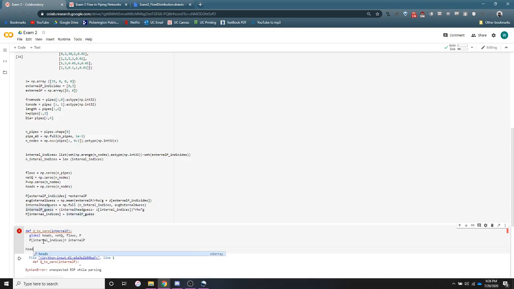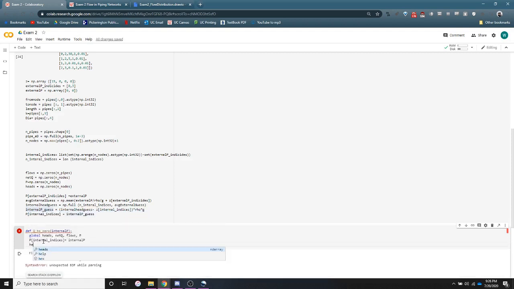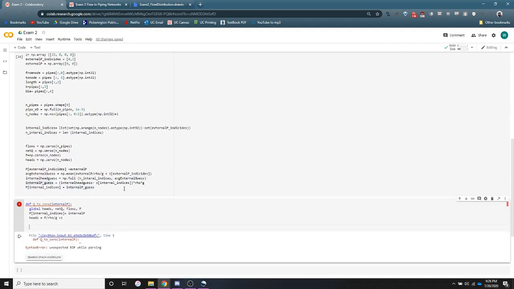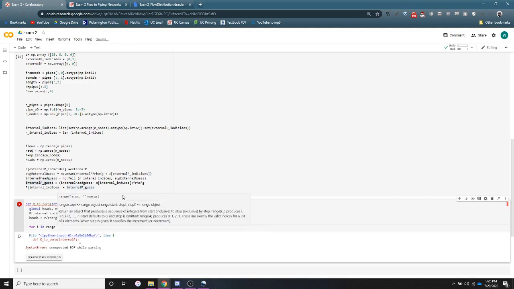Next thing we do is calculate the heads. The head of a liquid is, remember, P divided by rho divided by g plus Z. Cool thing here is that these are all now arrays or matrices instead of just numbers. So the next thing you want to do is hit all of these pipes at once and not calculate them by hand individually. So we're going to have a for loop: for i in range of n pipes.